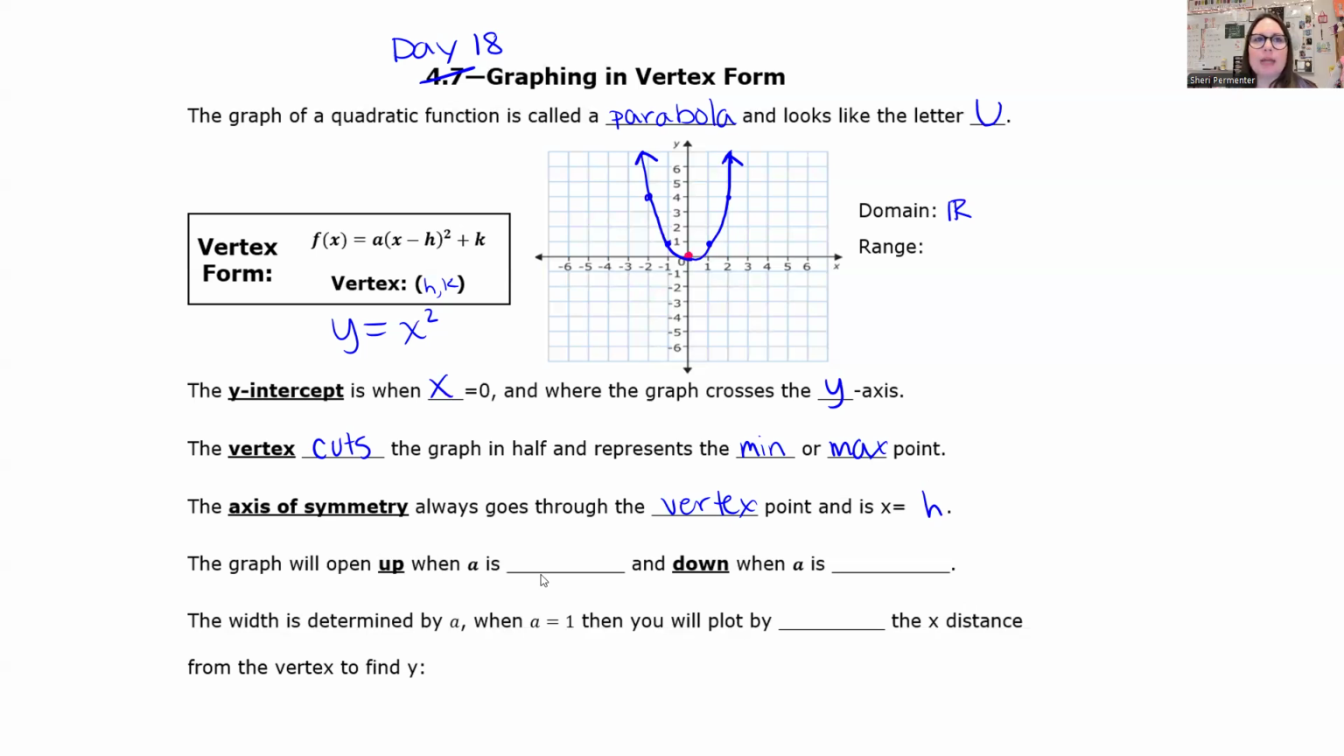The graph will open up when A is, what do you think? You're going to go up when A is positive and down when A is negative.